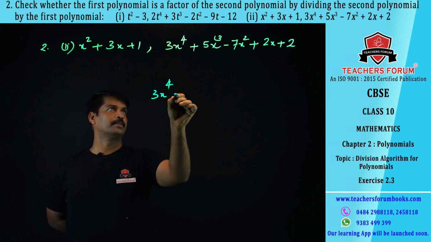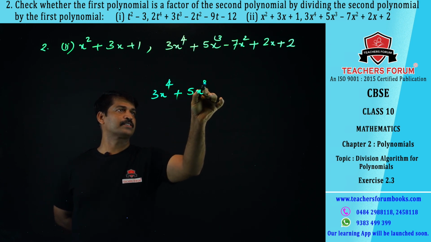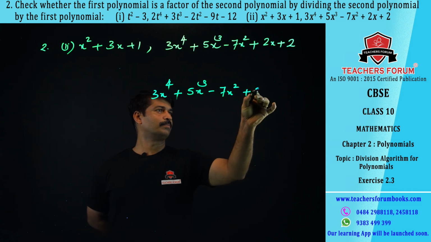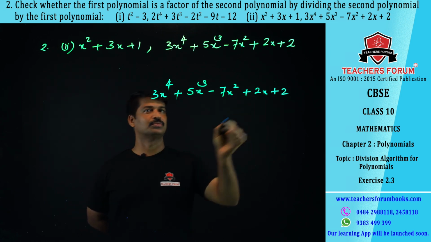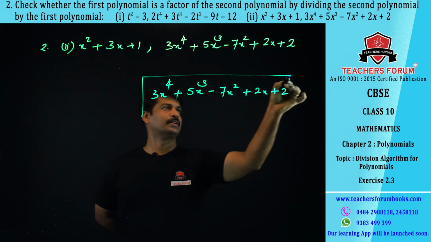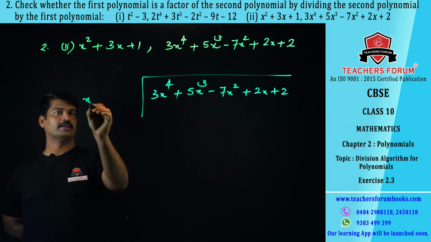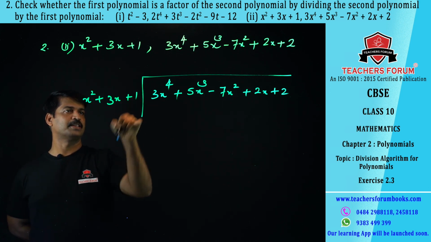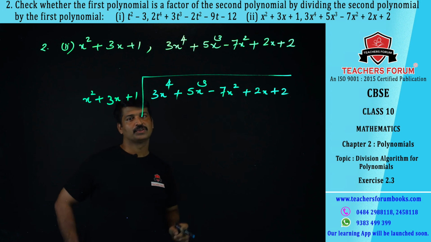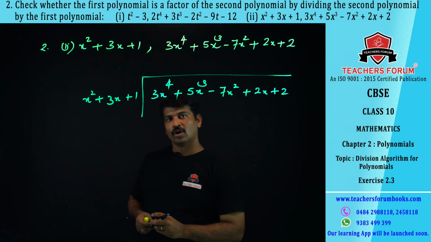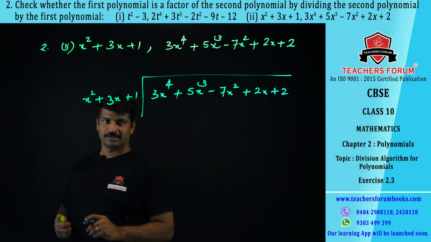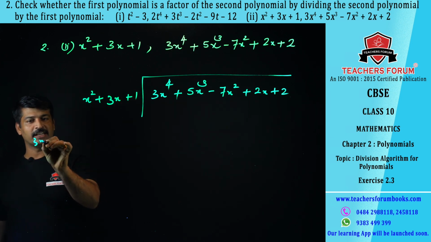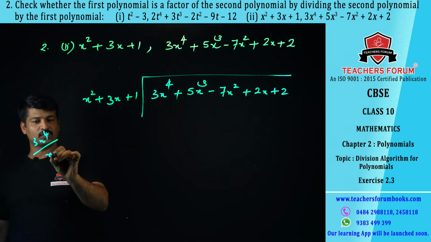3x raised to 4 plus 5x cube minus 7x square plus 2x plus 2. Let us divide this by x square plus 3x plus 1. Okay. So what is the first step? How to get the first term of the quotient? Yes, tell me. Divide 3x raised to 4 by x square.